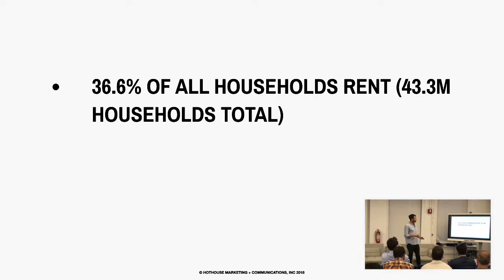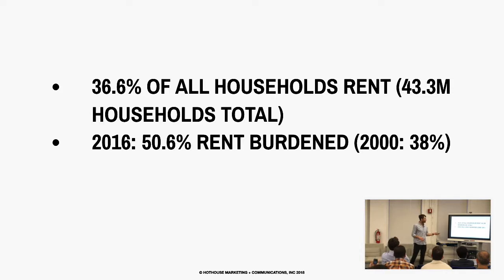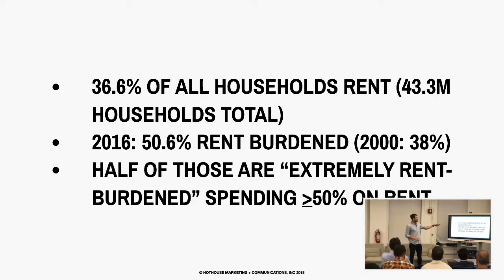36.6% of all households right now are renting. That's 43.3 million total households. For the sake of this conversation, I'm going to limit the conversation to the United States. 50% of those are considered rent burdened, so they're spending more than 30% of their income on housing, and that's up from 38% in 2000. And then half of that 50% is considered extremely rent burdened, which is paying 50% or more of their income on housing. So it's pretty bad.